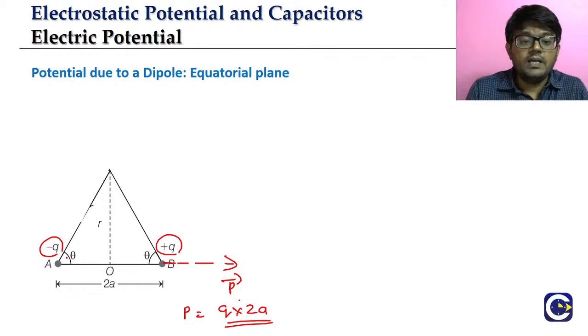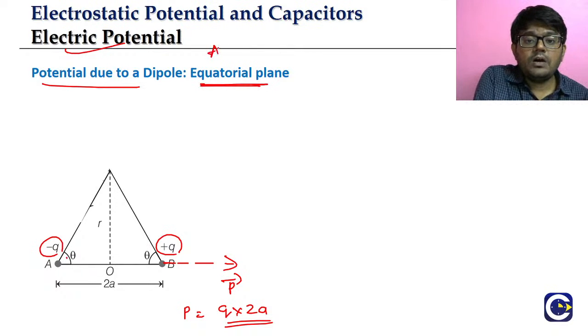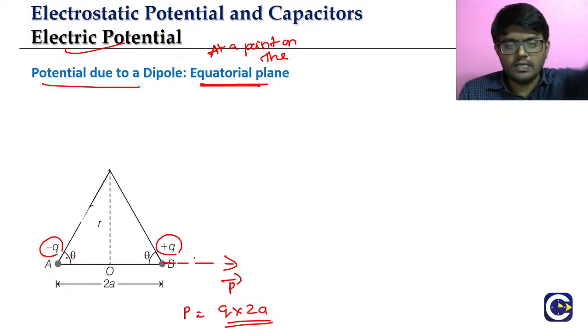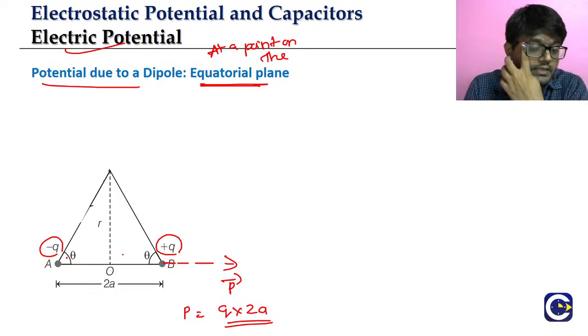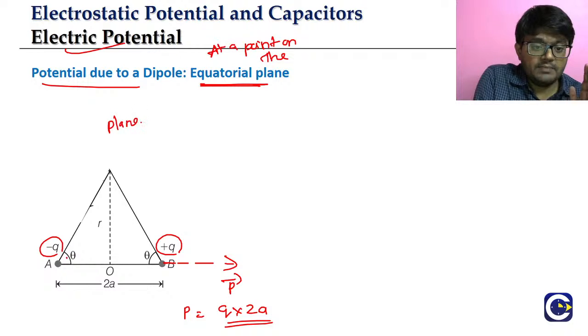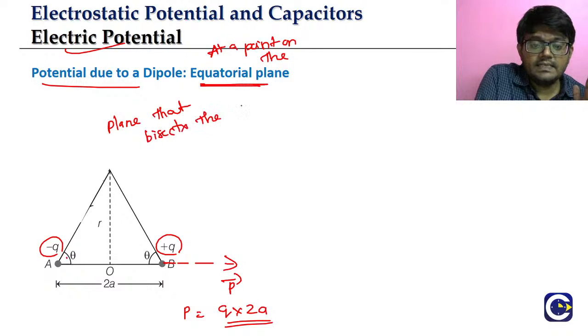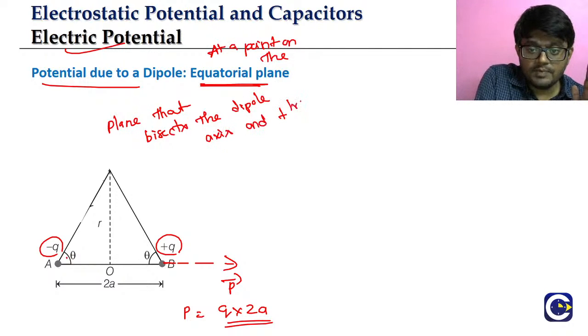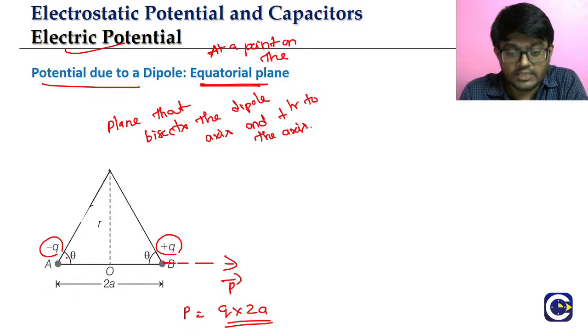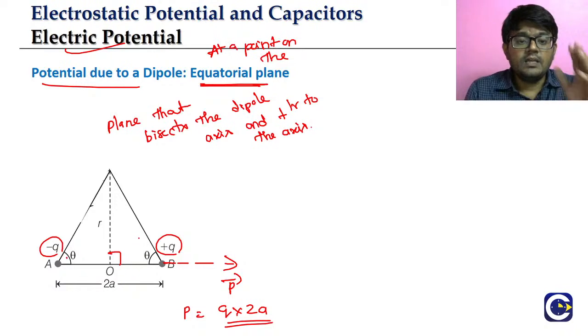First we will try to find the potential due to a dipole at a point on the equatorial plane. What is the equatorial plane? The plane that bisects the dipole axis and is perpendicular to the axis. So it not only bisects, it is also perpendicular.